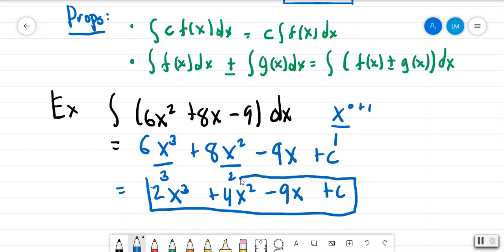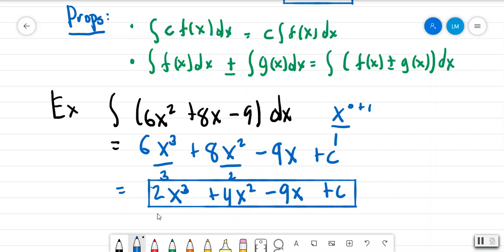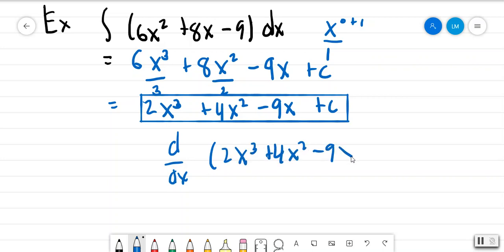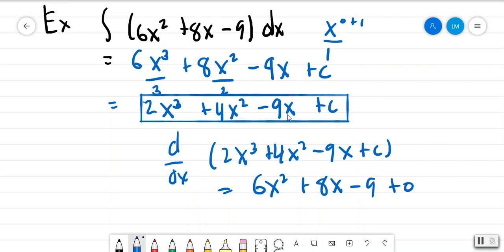So as long as we have down that you can find the antiderivative of any polynomial, you should get more or less the same thing. And notice that if we were going to check our work, we would just need to differentiate the antiderivative. So the derivative of 2x cubed plus 4x squared minus 9x plus c is just going to be 6x squared plus 8x minus 9 and then plus 0. But the 0 goes away. That's a nice little way to check your work, if anything.